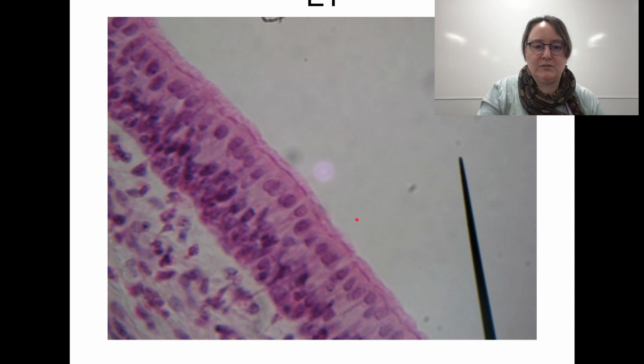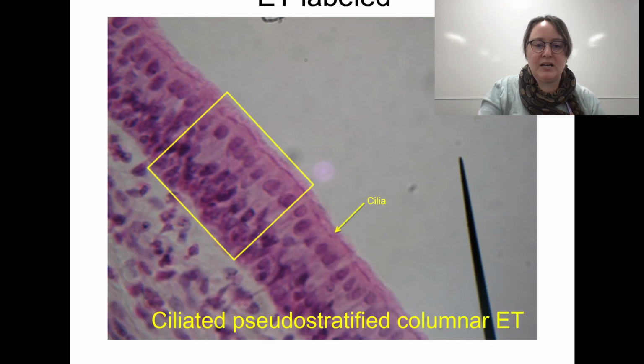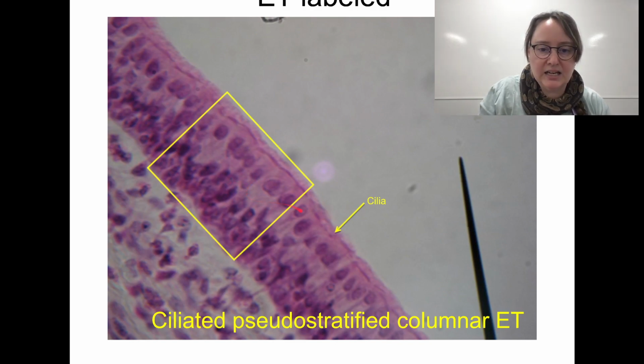Oh, here we go. Have a guess. That's right, it's pseudostratified with cilia on top. So ciliated, pseudostratified. Again, these guys are not as perfect as the other ones.